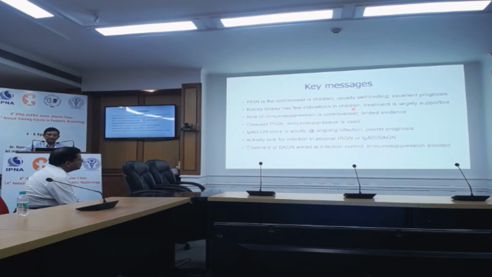For IgA dominant disease in adults, usually there is an ongoing infection and the prognosis is poor. And if you have a biopsy finding that suggests the possibility of an IgA dominant disease, and you do not have evidence of an infection, then one must look actively for infection. The treatment of staph-associated glomerulonephritis revolves around managing the infection rather than immunosuppression. Thank you.